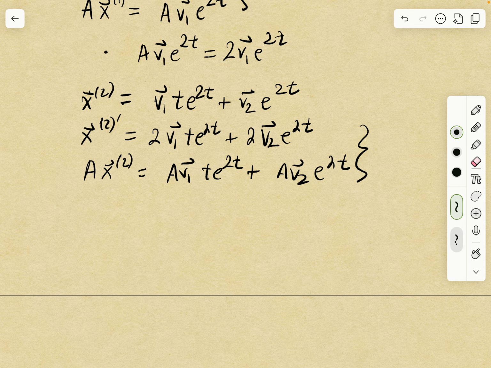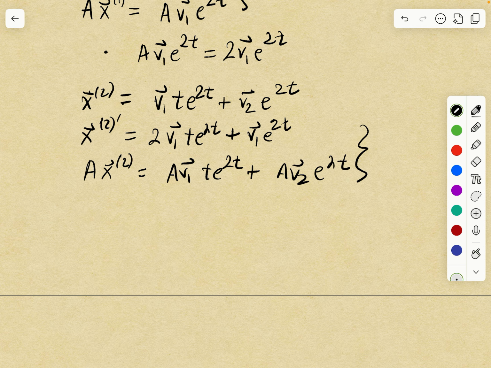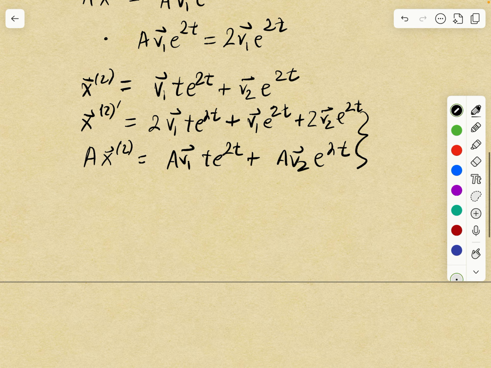Oh, sorry, I did not do this correctly, because you're supposed to use the product rule, aren't you, for the first one? So it's 2v1 t e to the 2t plus the first times the derivative of the second plus the second times the derivative of the first. So I have a v1 e to the 2t, don't I? Plus 2v2 e to the 2t.